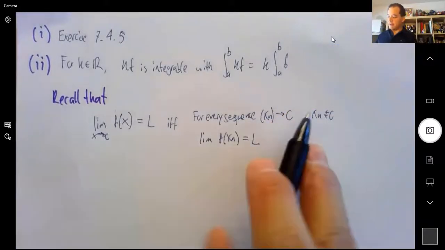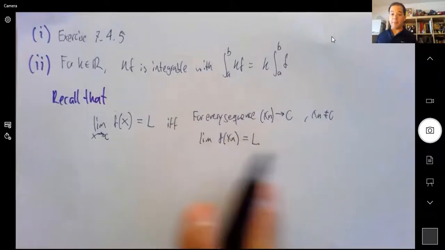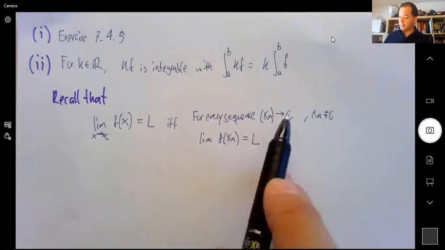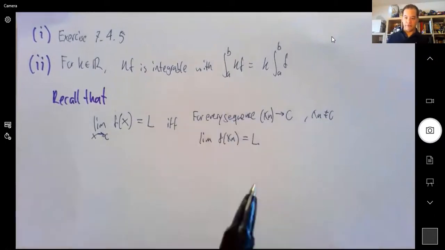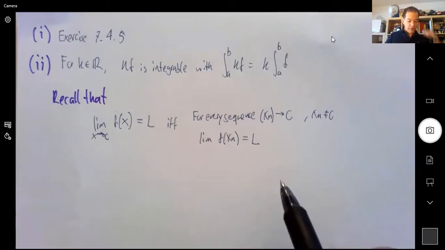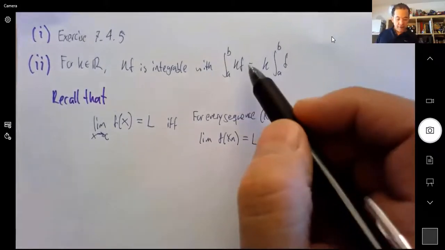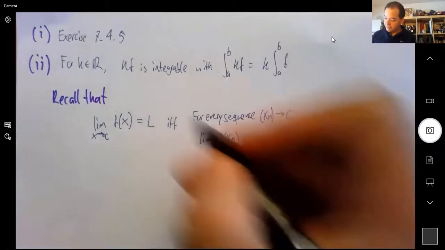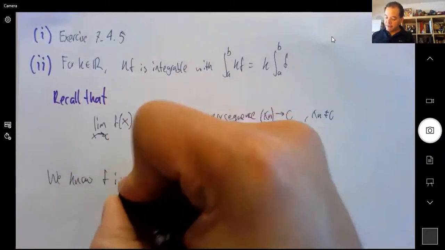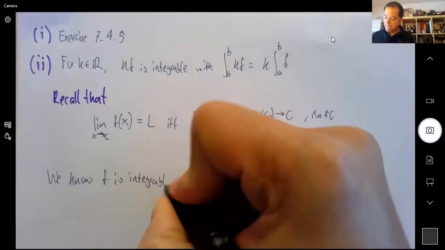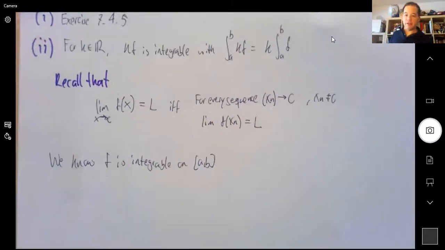So if you use this interpretation, that you can replace a limit with the fact that it happens for every sequence that has the property of approaching c, then you can use all the theorems we know about sequences, right? So here in particular, what is it that we know? We know that f is integrable on [a,b]. And we have an integrability criterion, which is great, right?